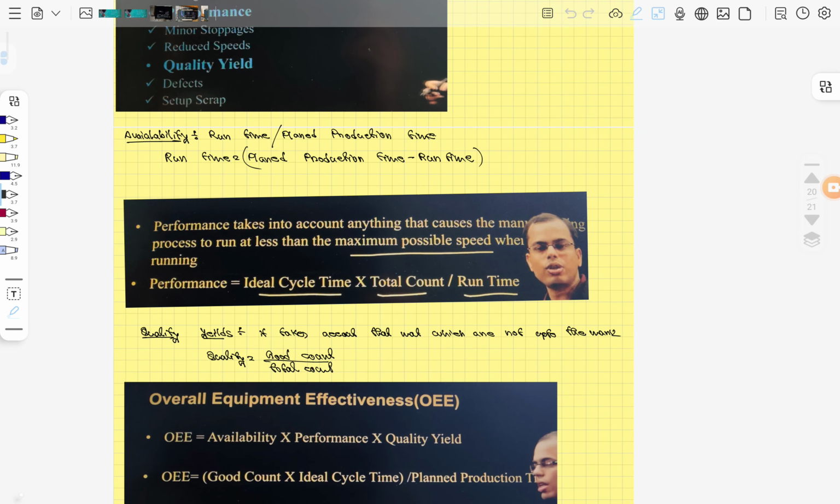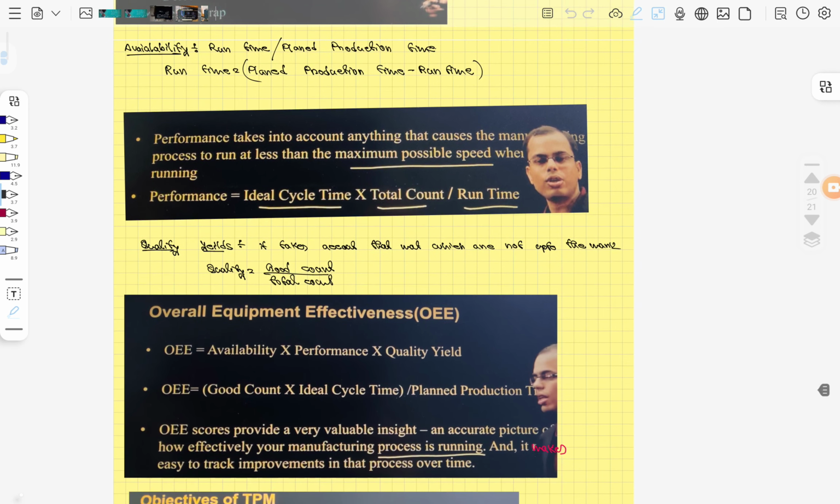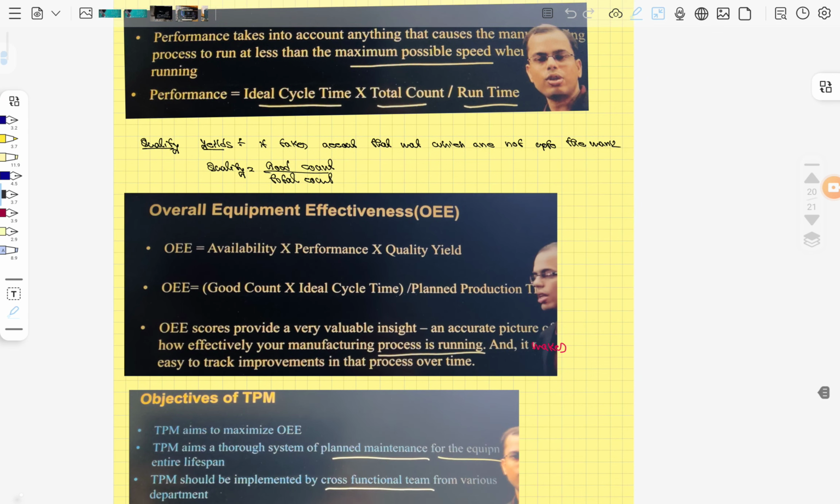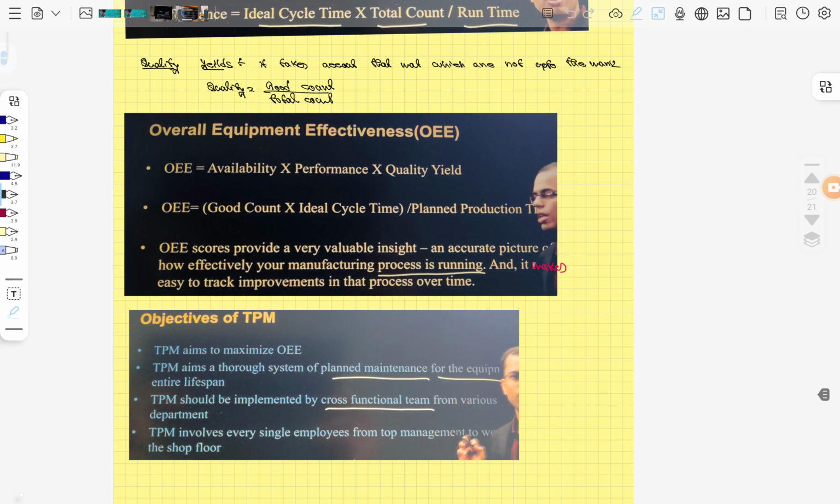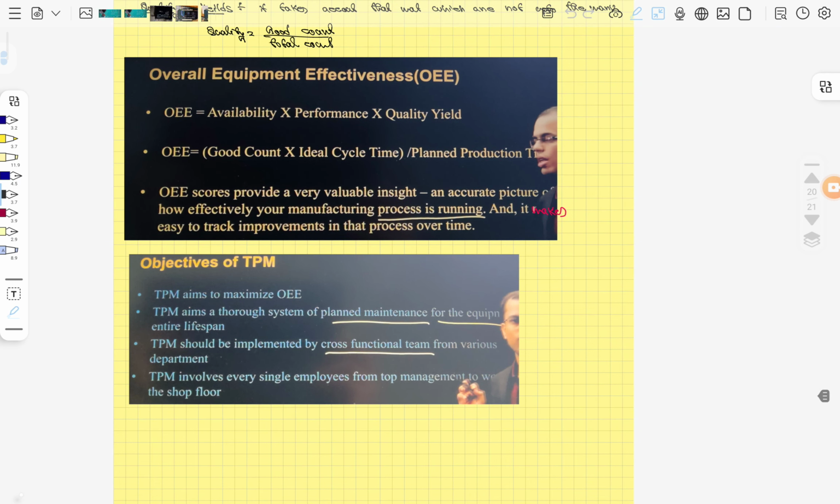Performance takes into account anything that causes the manufacturing process to run at less than maximum possible speed: ideal time over total count time. Quality takes account of what is not up to the mark: good count. So availability, performance, and quality yields, that is good count, ideal count, planned production. The score provides valuable insight and an accurate picture of how this process makes things. The objective of TPM is to maximize the OEE.